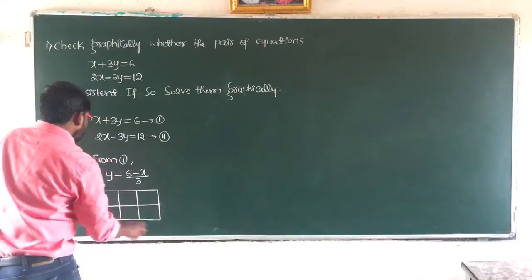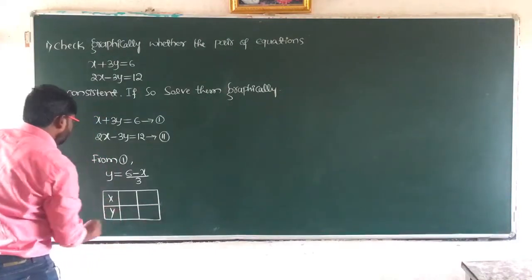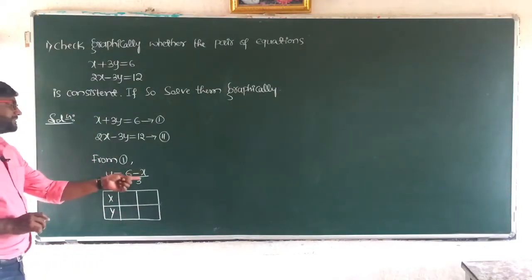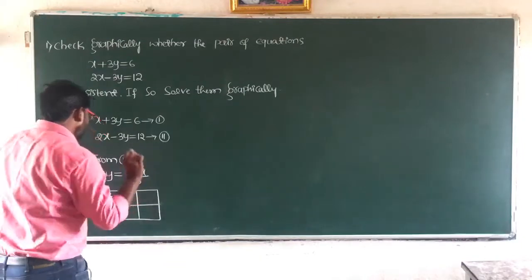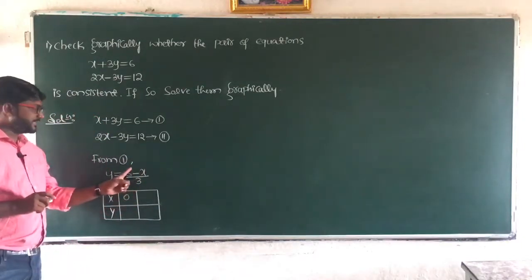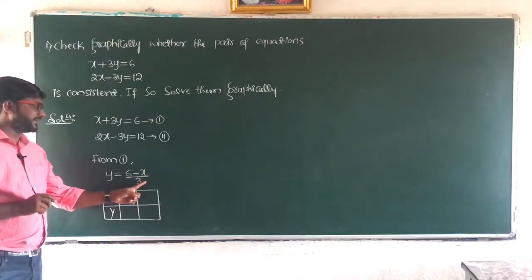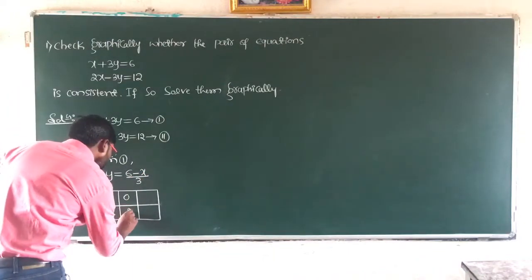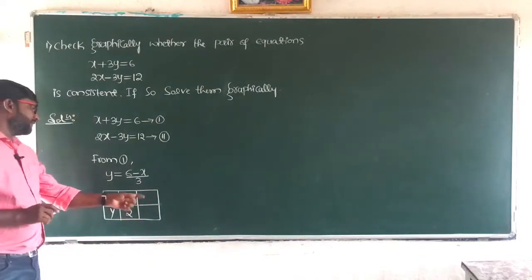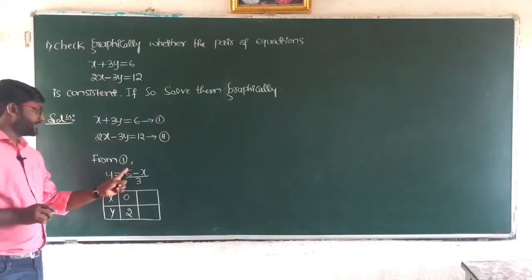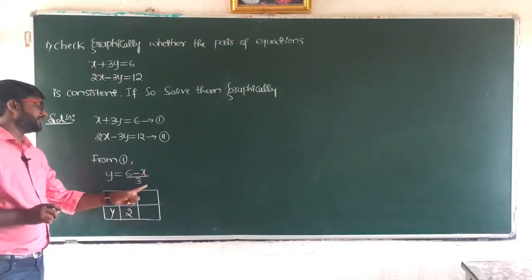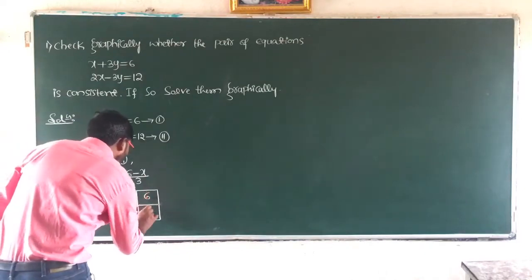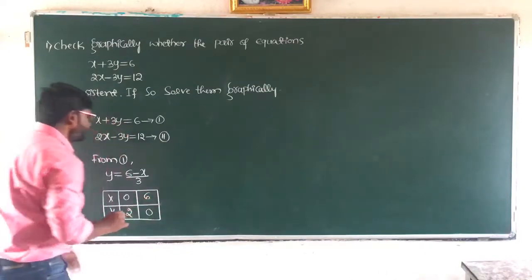So here I take some x and y values. So now if x is equal to 0, so what do we get now? 6 minus 0 it is 6, 6 divided by 3 it is 2. Then if x equal to 6, 6 minus 6 will be 0, 0 by anything is always 0. So if x is 6, y will be 0. So this is the first table.